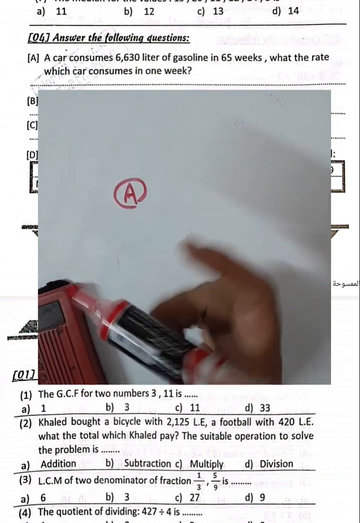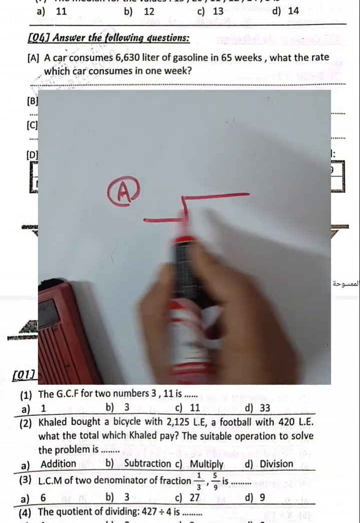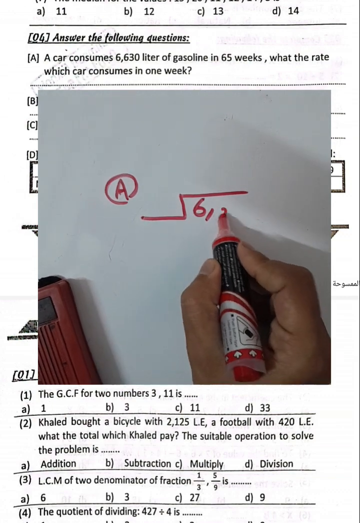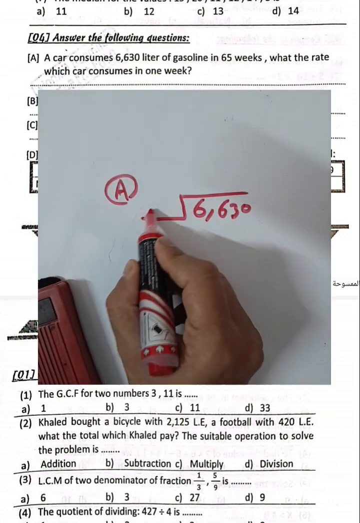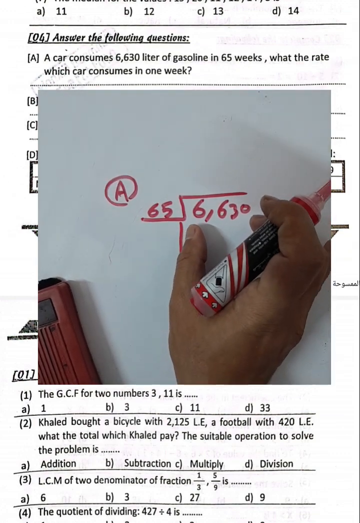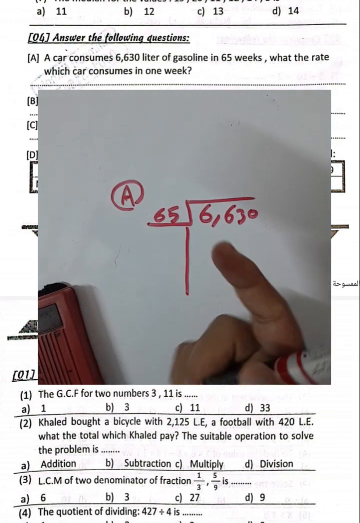We can solve it by using division between two numbers. The total liters, 6,630 liters, divided by 65, because this car consumes this total of liters in 65 weeks. We want to find how much the car consumes in 1 week by using division of two numbers.